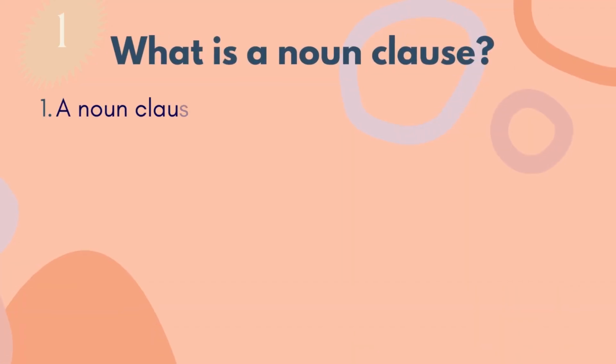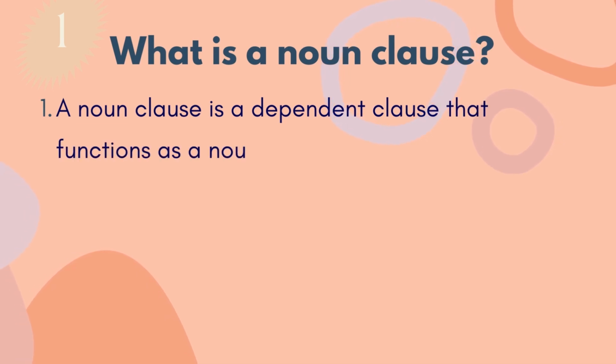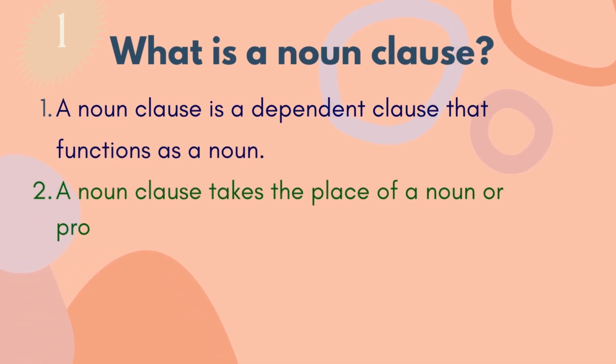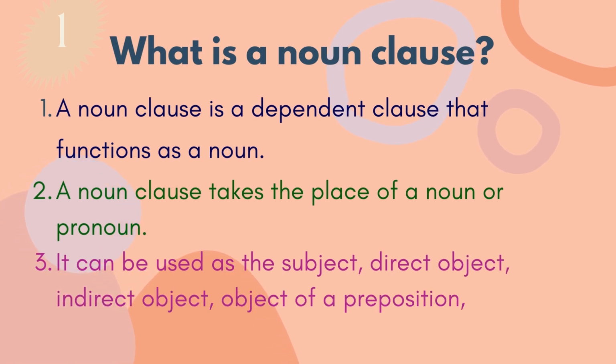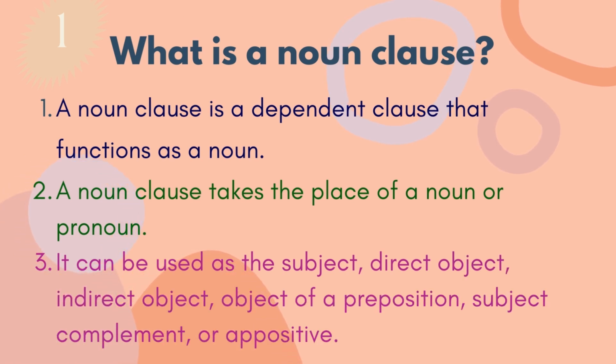A noun clause is a dependent clause that functions as a noun. A noun clause takes the place of a noun or pronoun. It can be used as the subject, direct object, indirect object, object of a preposition, subject complement, or appositive.